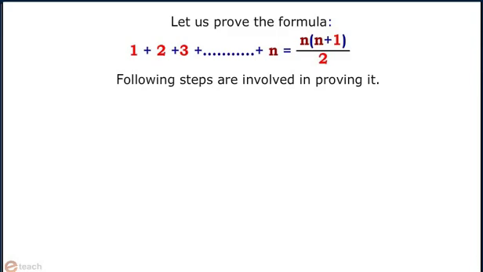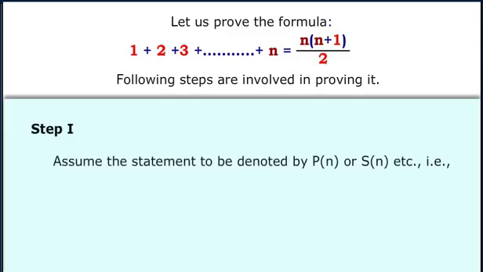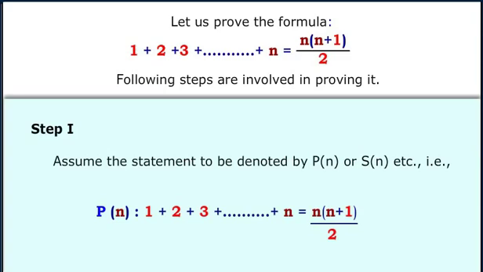Let's prove the formula 1 plus 2 plus 3 up to n equals n into n plus 1 by 2, that is, the summation of all natural numbers up to n equals n into n plus 1 by 2. Following are the steps involved in proving it. Step 1. Assume the statement to be denoted by Pn or Sn, etc. That is, Pn is the statement 1 plus 2 plus 3 up to n equals n into n plus 1 by 2.